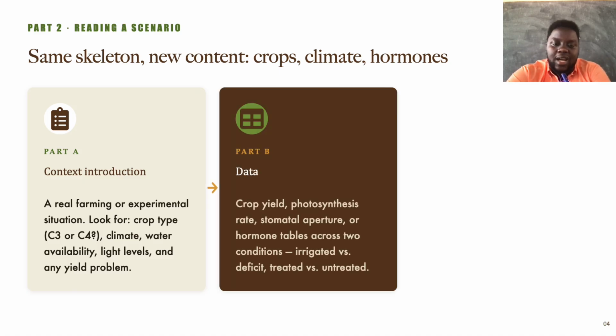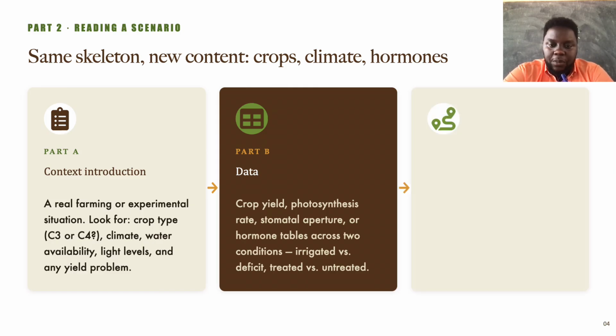And in the data, assessment objective 2 is most times always going to be one of two. Either crop yield figures, photosynthetic rate table, stomatal aperture measurements, hormonal concentration data, and in most cases, it's going to be presented in contrasting conditions. Irrigated versus deficit. We may have treated versus untreated. High light versus low light. The exam is going to be built around comparison. Now, your job is to spot exactly where these two conditions diverge.